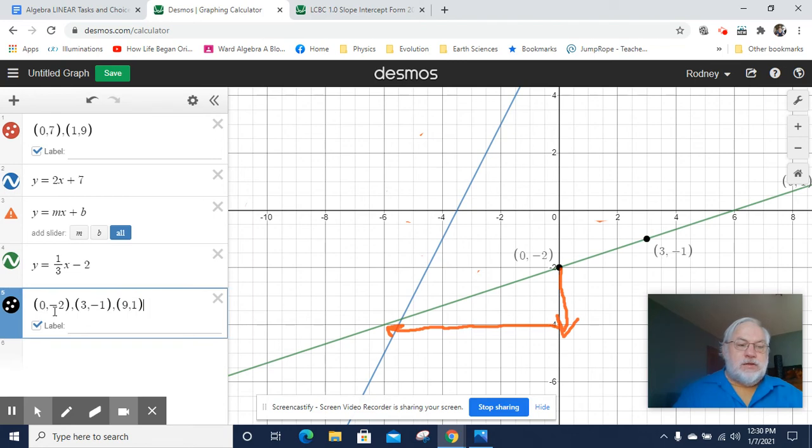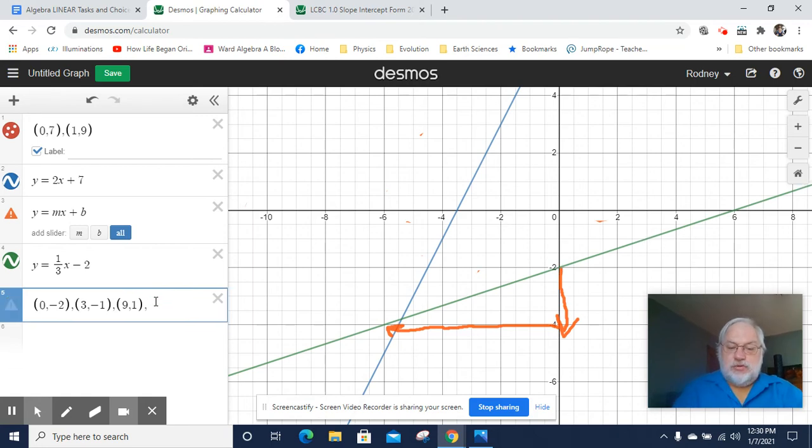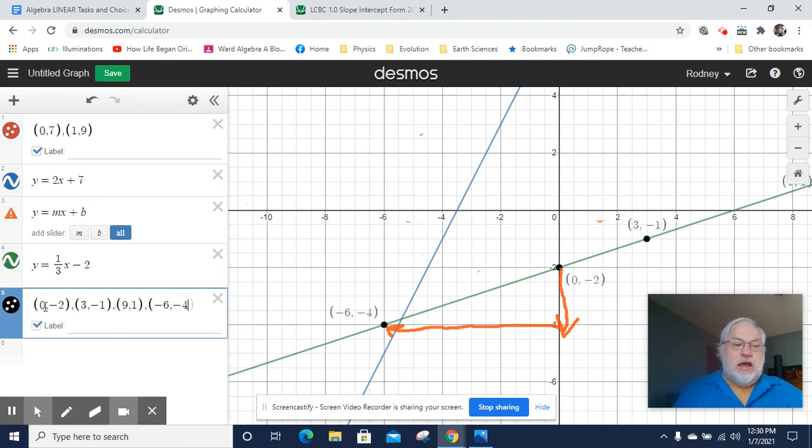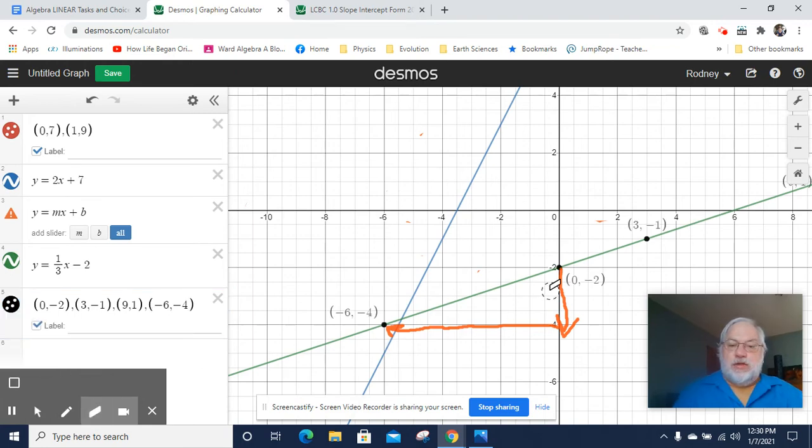Let's see if that's true. All I did was I subtracted 2 from -2 to get to -4, and then I subtracted 6 from 0 to get to -6. So let's see if that's true. It looks like it's true. -6, -4 is on the line, and we are good to go with that.